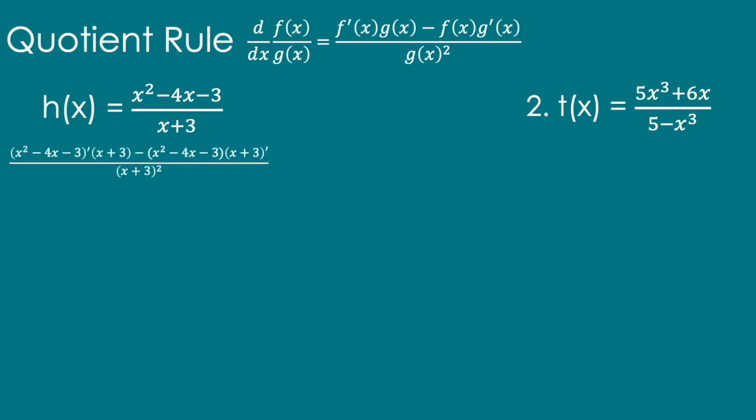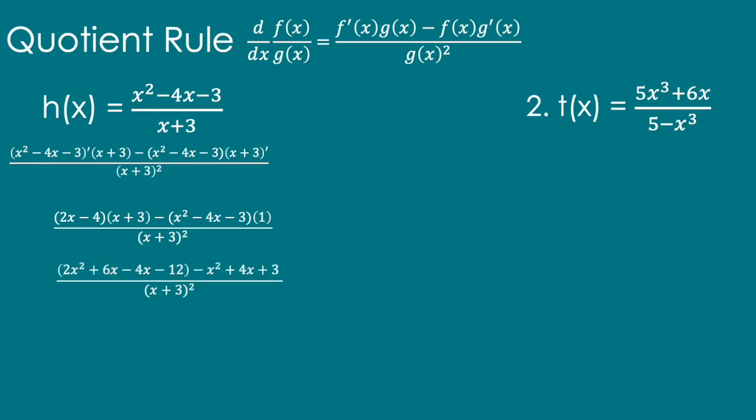On this first example, we're taking the derivative of the numerator first. So the derivative of x squared minus 4x minus 3 times the denominator, and then always subtract the opposite, and then divide by x plus 3 squared. Now you want to simplify the numerator. Then you want to simplify one more time by distributing. So we're going to distribute the 2x minus 4 to the x plus 3, and then distribute the minus 1 to the x squared minus 4x minus 3. And then after that, you simplify, and it just so happens that this numerator is factorable. And then from here, you're done.